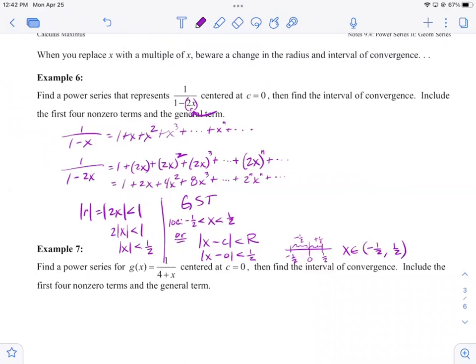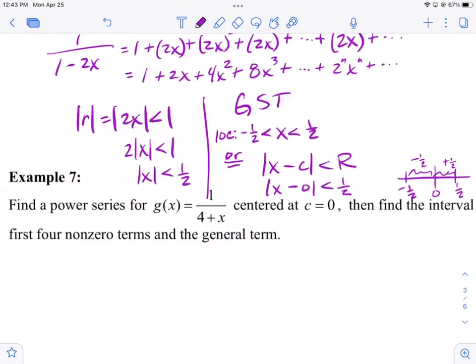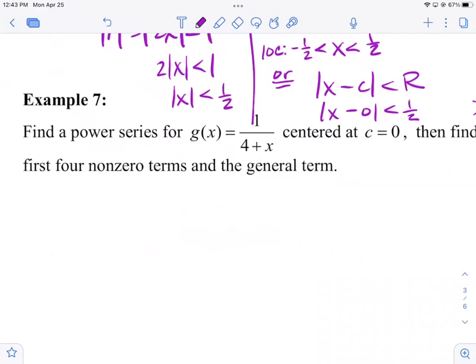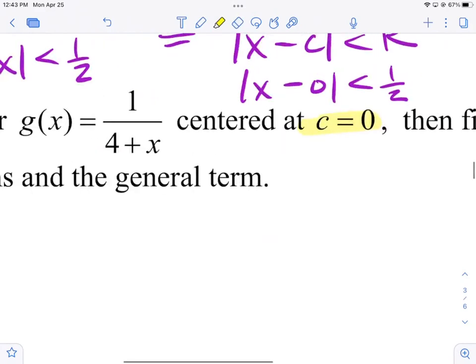So lots of examples, very similar to each other, but now they're going to start getting a little more fun, just slightly more fun. Like example 7. I don't want you to get bored. Find a power series for g of x equals 1/(4 plus x), centered at 0 again. Notice these are all centered at 0 because that's the one we memorized.